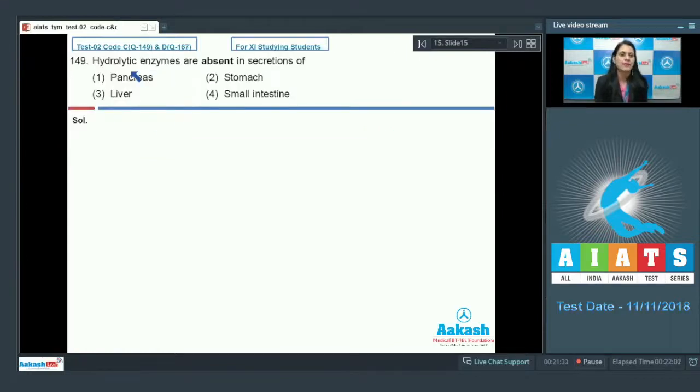Question number 149. Hydrolytic enzymes are absent in secretions of. And the correct answer to this question is option number 3, that is liver. Because liver is responsible for the secretion of bile, and bile has no enzymes. On the other hand, secretion of pancreas, stomach and small intestine, that is pancreatic juice, gastric juice and intestinal juice, they have hydrolytic enzymes. So these cannot be the correct answers. The correct answer for this question is option number 3. Let's proceed to the next question.